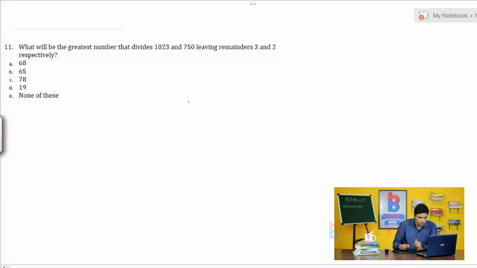See, 1023 is the number. It is leaving 3 as remainder. Means if you subtract 3 from 1023, you will get a number called 1020. Means this 1020 should be exactly divisible by that greatest number. Like that for 750, so 750 minus 2. 2 is the remainder, so you subtract 2, you will get 748. So, 748 is exactly divisible by that greatest number.